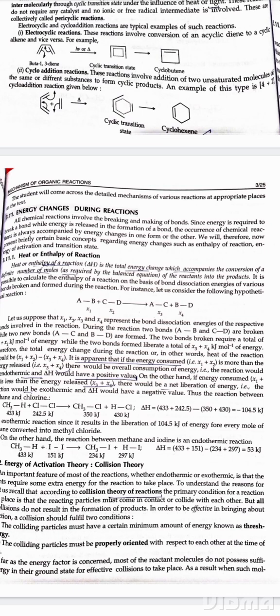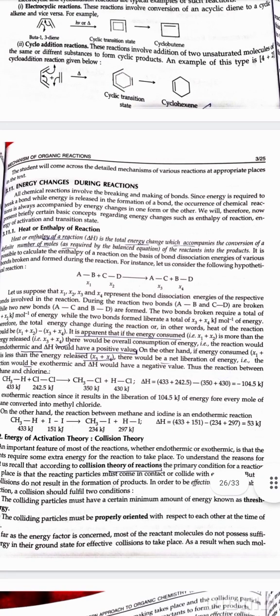Heat or enthalpy of reaction. Heat or enthalpy of a reaction is the total energy change which accompanies the conversion of a definite number of moles of the reactants into the products. It is possible to calculate the enthalpy of a reaction on the basis of bond dissociation energies of various bonds broken and formed during the reaction. For instance, let us consider the following hypothetical reaction.